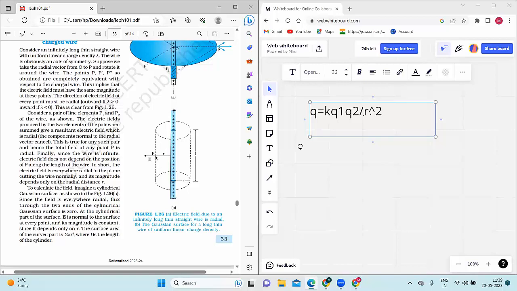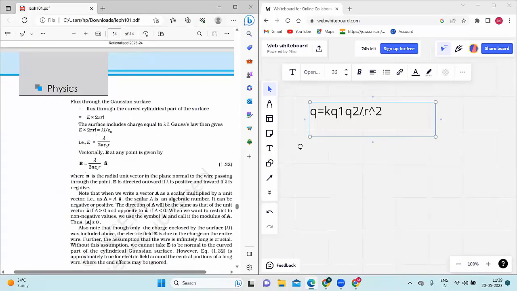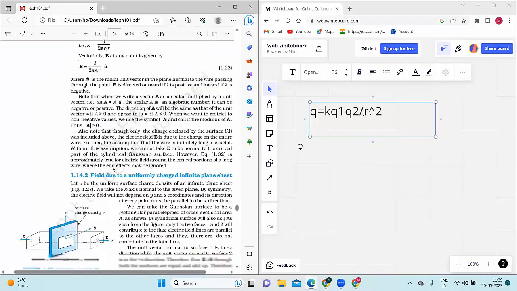So we integrate E bar dot ds bar, where ds is the surface area of the cylinder that we imagine, and this will equal the charge enclosed divided by epsilon naught. So lambda into L by epsilon naught equals E into 2 pi R L, where L gets cancelled, and we get the formula: the electric field due to a line charge is lambda by 2 pi epsilon naught R.